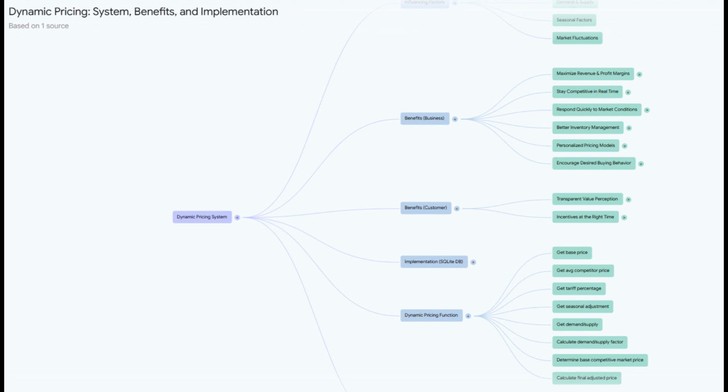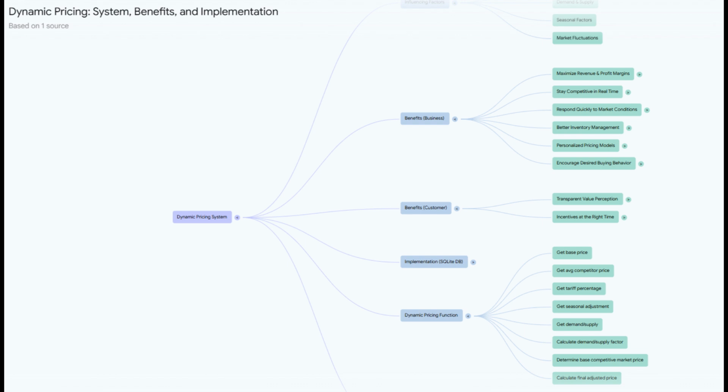Right. Then it looks at the competitor prices table and calculates the average price being offered by competitors. Using that AVG function, right? Yeah. And there's a little safety net built in. If there's no competitor data available, it just uses the product's own base price. So it doesn't break the system if information is missing. Exactly. Then it goes to the tariffs table to find the tariff percentage for that product. And if there's no tariff set, it just defaults to 0.